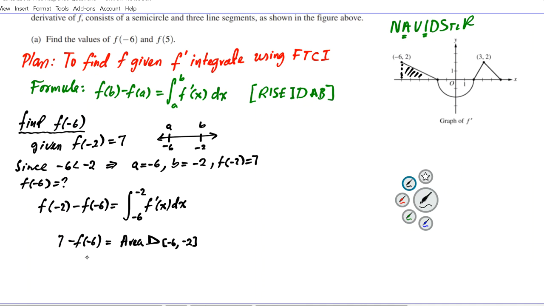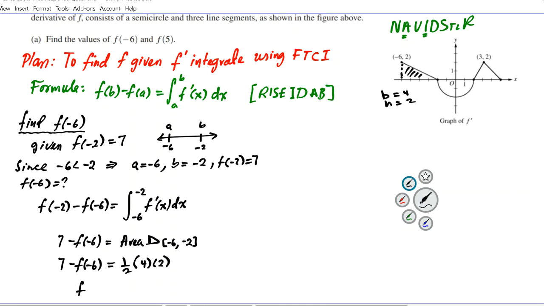Well, we can add 7 to both sides, right? Well, let me set it up first. So we have 7 minus f of negative 6. The formula for the area of a triangle is 1/2 base times height. For this triangle, the base is 1, 2, 3, 4. The base is 4. And the height is 1, 2. So the area is going to be 1/2 base, which is 4, times height, which is 2.